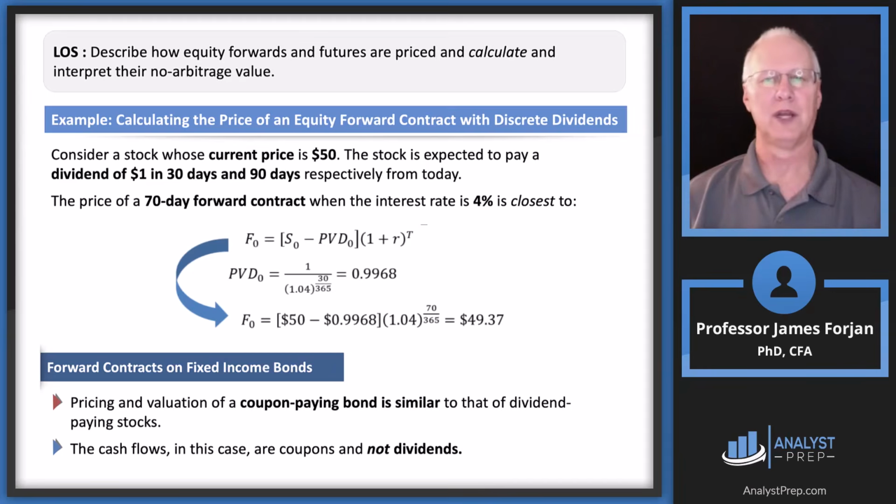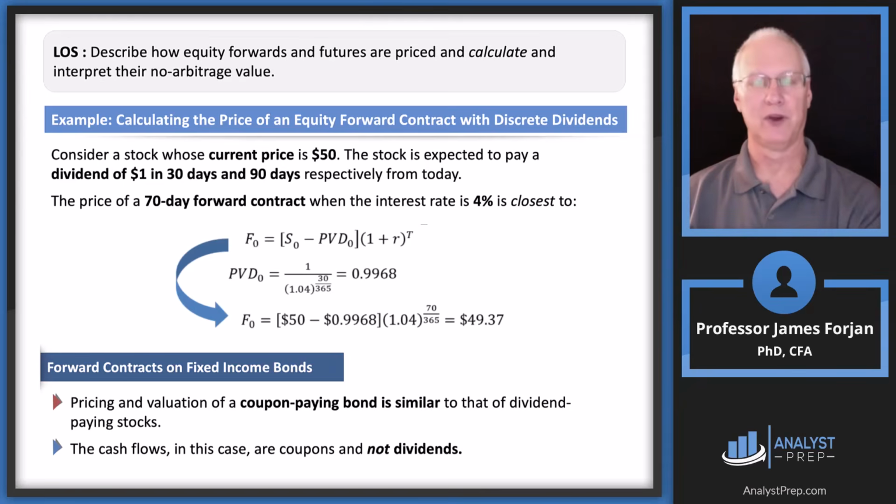So that's 30 days, right? That $1 in 30 days. So we need to discount it back 30 days. So 30 is in the numerator. And then we're just going to subtract that present value of the dividends from 50. And we get the 49.37. Notice at the bottom, we have a couple of arrow points on bonds. We'll do those in just a second.